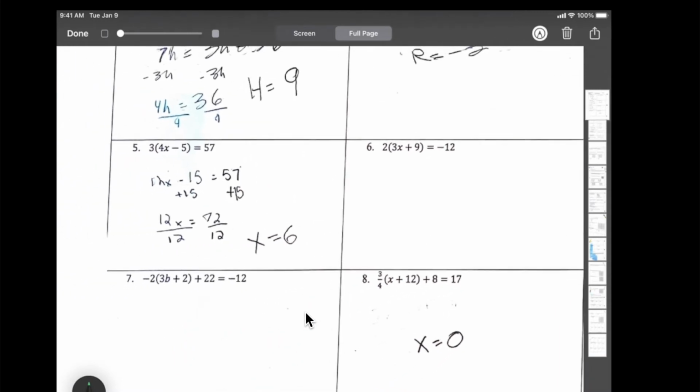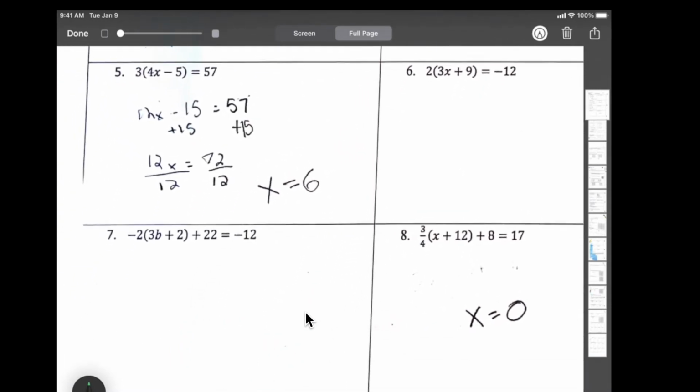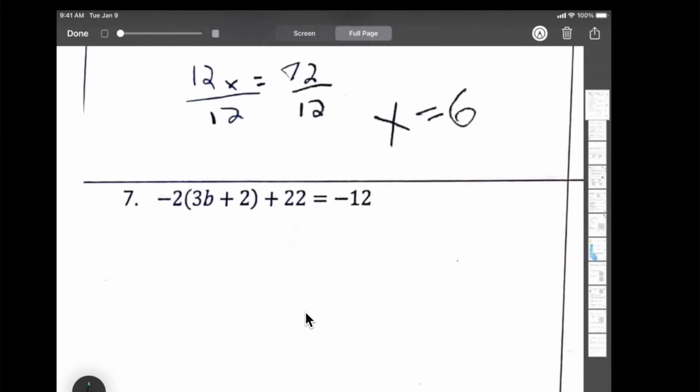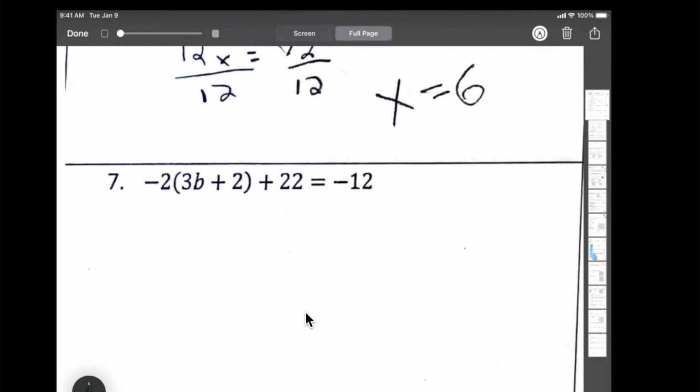Let's move on now to number 7 over here on this side. Okay, folks, can't do anything until you distribute. We take a circle. We go around the number and the sign. We take the first term and we do the same thing. We take -2 times 3b. Whenever you multiply a positive and a negative, you get a negative. We're now going to do the same thing with the -2 times +2. That's going to give us -4.